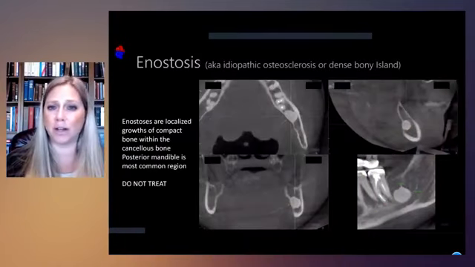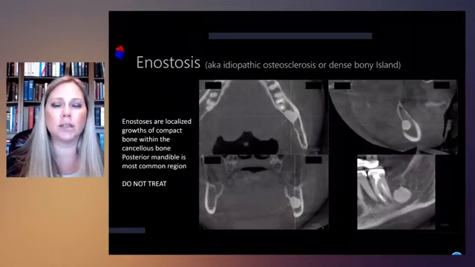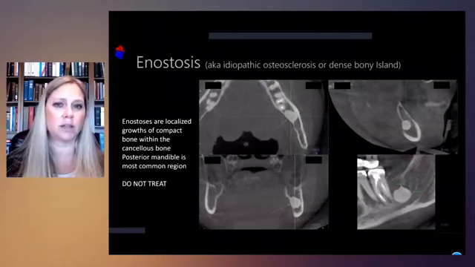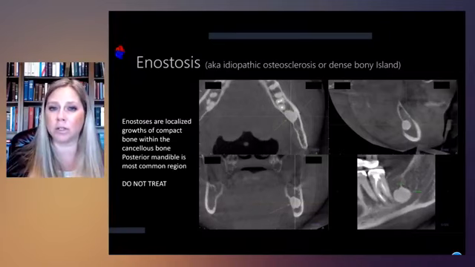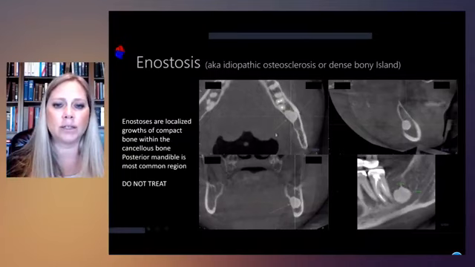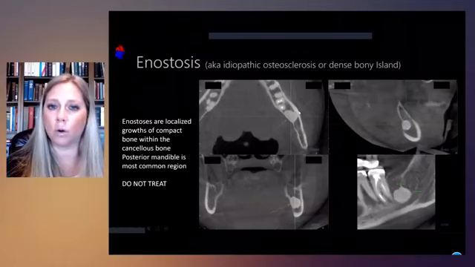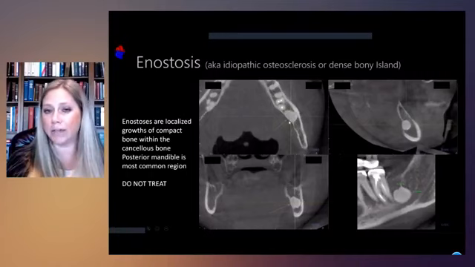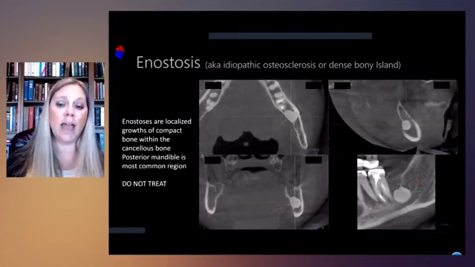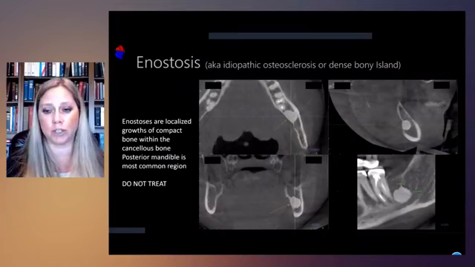Enostosis, these are very, very common. This is probably the number one thing that we're sent in my private radiology practice. This is known by many different names, so idiopathic osteosclerosis or dense bone island. And what we can see is we have a hyperdensity that is isodense to cortical bone. It is continuous with your cortical borders. You'll note that we do not have any expansion, and we really have no effect on the surrounding structures.